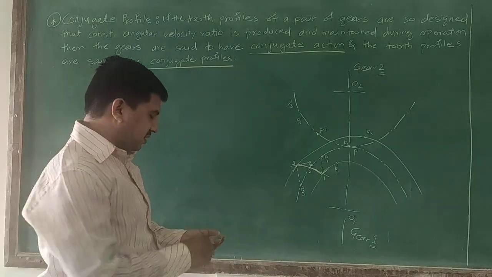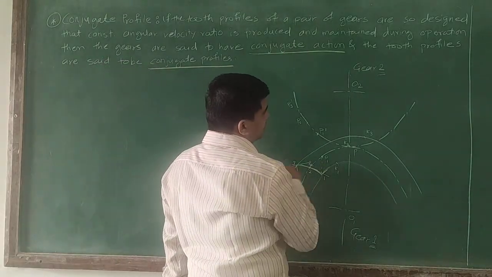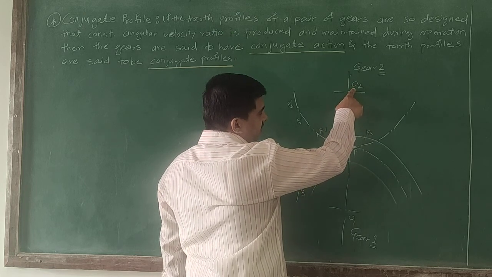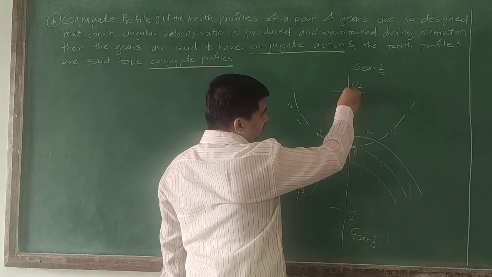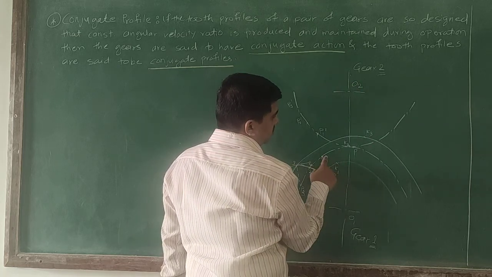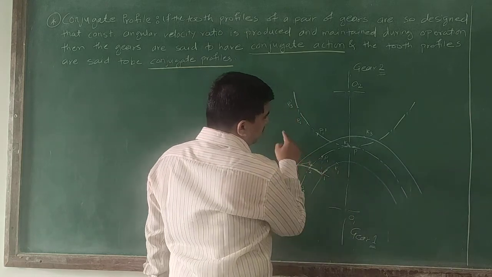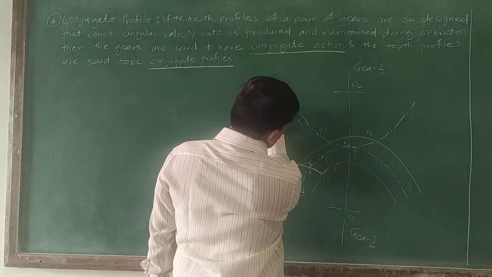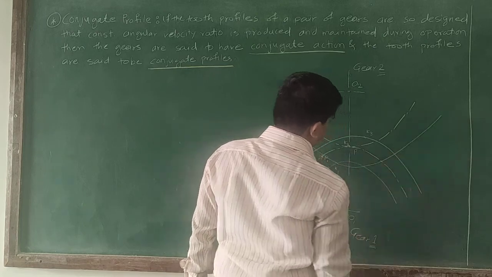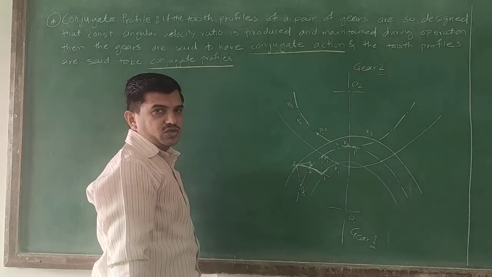Okay, so for that thing we need circles which will be starting from O2. Okay. So center will be O2 and radius will be O2 to K1. So arc passing from K1 we are going to draw like this. Understood?